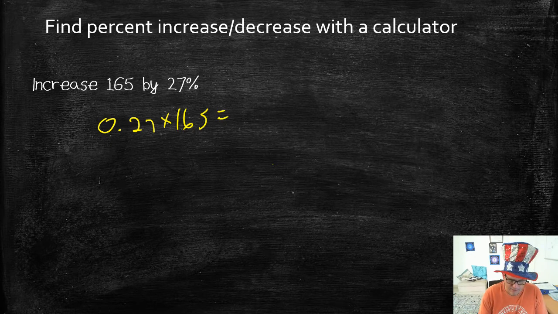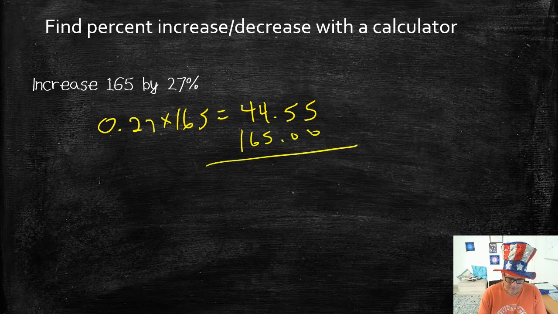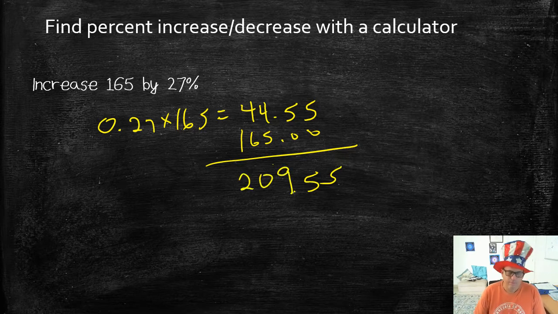And if you do that on your calculator, you should get 44.55. Right, now all I have to do is add this to 165. And if I do this, right, I should get 209.55. Okay, so again, we can just take advantage. Again, you'd be doing this, adding this, all right, on your calculator, right? I just did the adding there by hand, but that's the calculation you would put in your calculator.